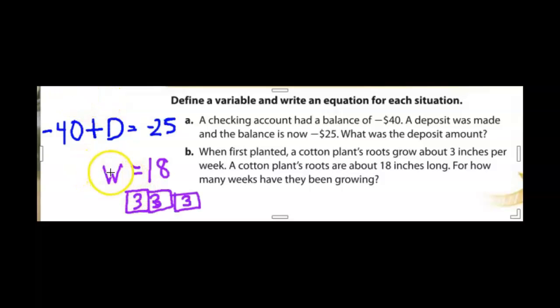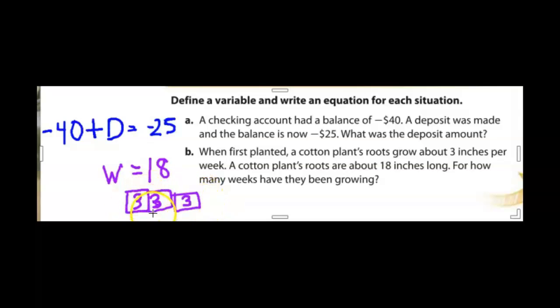Okay, I chose W. If you chose X or anything else, that's fine. So if the letter W, something happens to the letter W and it's going to equal 18 inches. Okay, so if we go back into the problem, it says that the cotton plant's going to grow 3 inches per week. 3 inches, 3 inches, 3 inches.